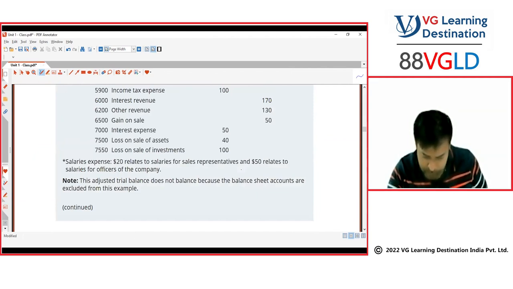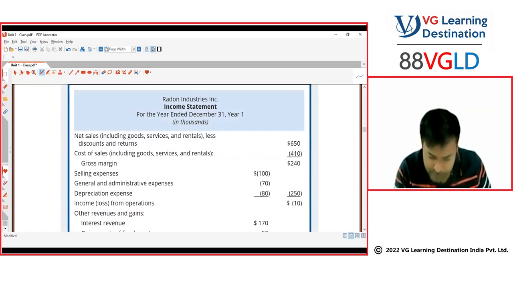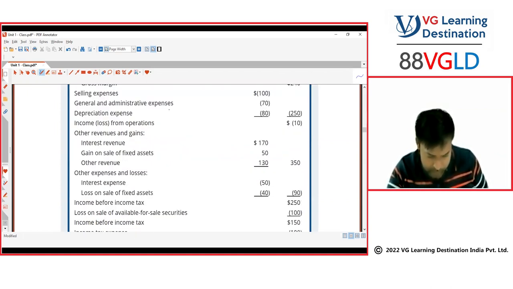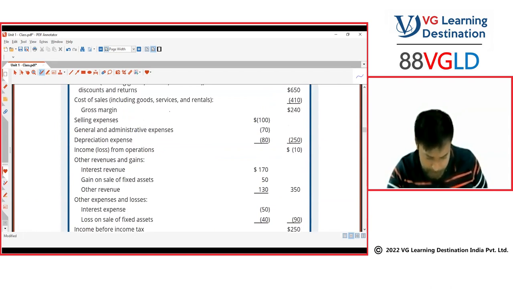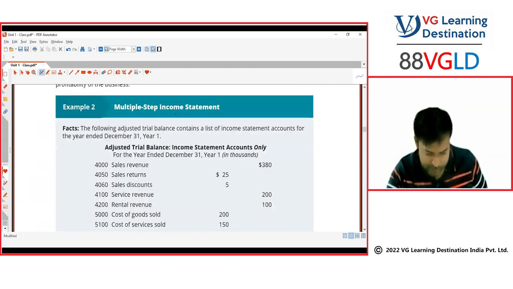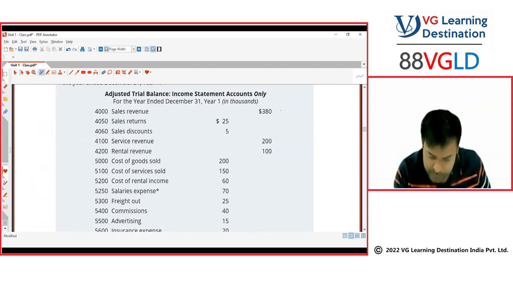We are making the P&L, the profit and loss income statement, from this. Let's make this. And we are following the multi-step. Let's do the multi-step in that case. Sales revenue is going to be the income. From income, I'm going to reduce the sales return and sales discount. So this is add, this is minus, this is minus. Service revenue is going to be added.